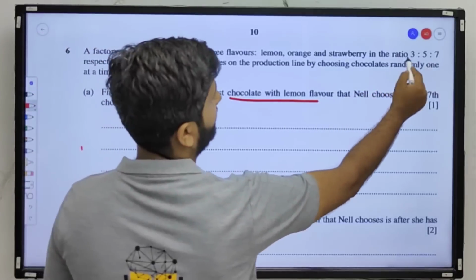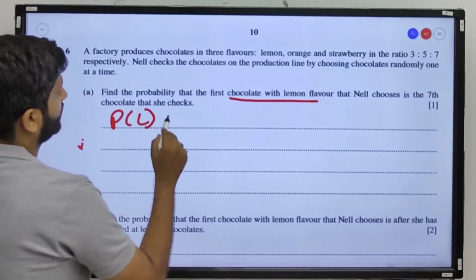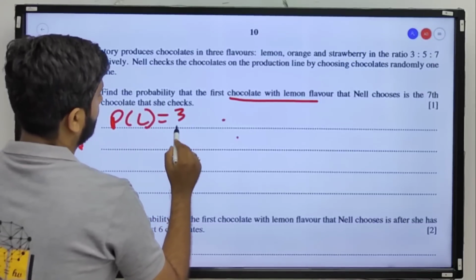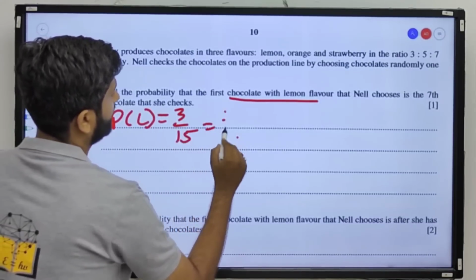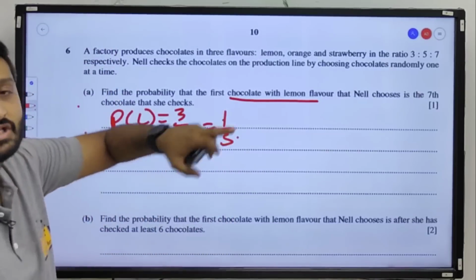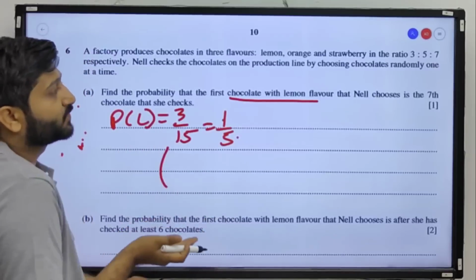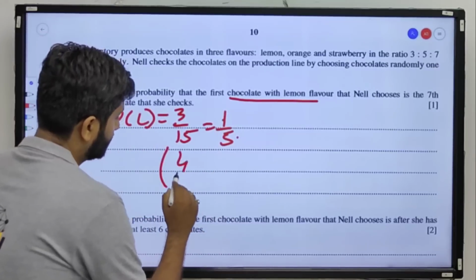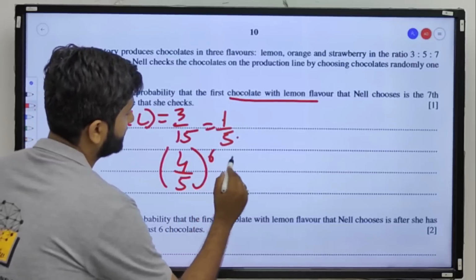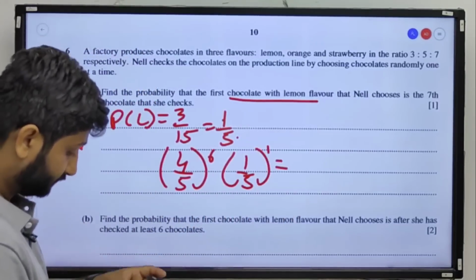I think we have 7 plus 3 is 10, 10 plus 5 is 15. So the probability of a lemon flavored chocolate is 3 by 15, which is 1 by 5. Now this happens on the 7th chocolate which she checks. So the first 6 chocolates are supposed to be orange or strawberry, which is (4 by 5) power 6 into (1 by 5) power 1.